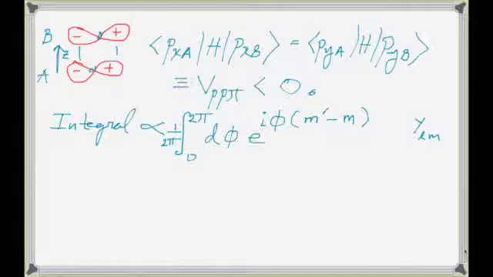L is 1, m can be -1, 0, or 1 for the p orbitals, and m is 0 for the s orbitals, right? So this integral is simply a Kronecker delta, delta m prime m. And m is also the z component of your angular momentum. So what it's saying is that in all these matrix elements, you only get matrix elements between orbitals that have the same z component of the angular momentum.